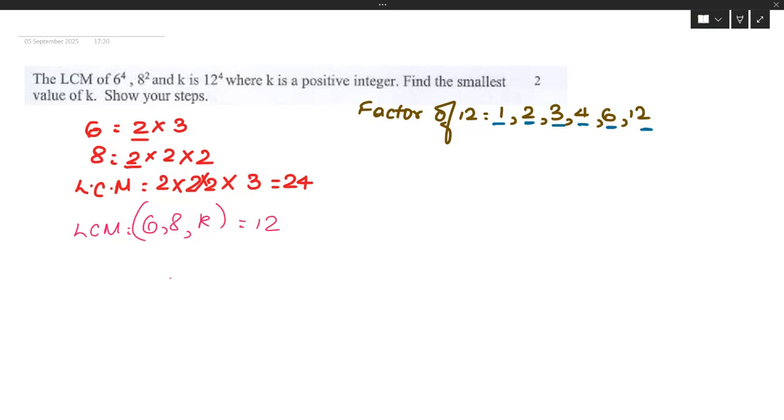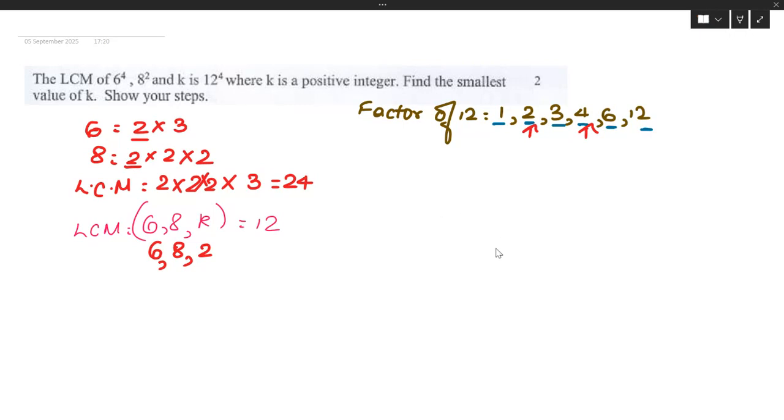Find the smallest value of k, but 6, 8, and k should all divide 12. 6 divides 12. I can take any other number. Suppose I take 4, or I can even take 2. But do you think 8 divides 12? That working, those steps, we have to show here. That will be the solution.